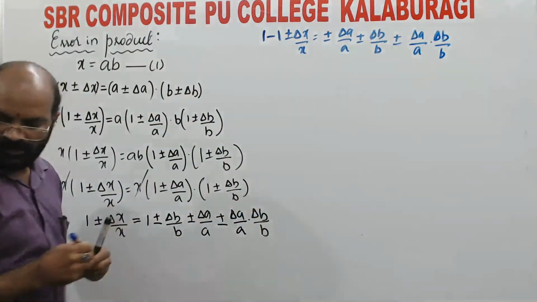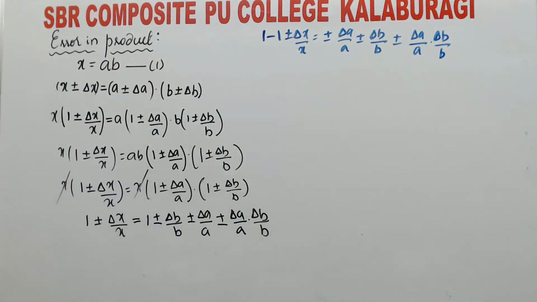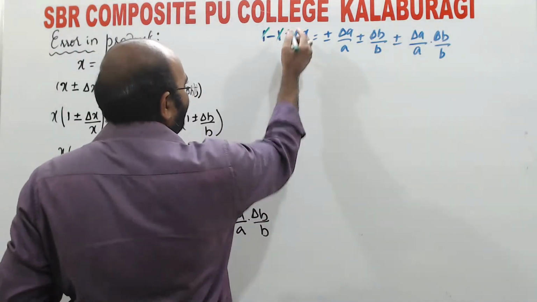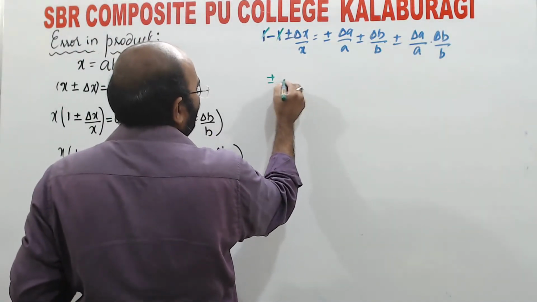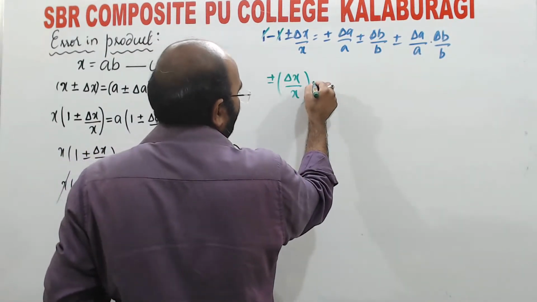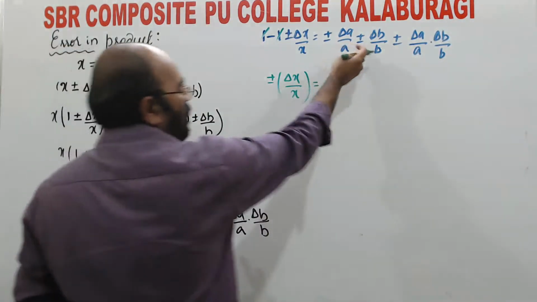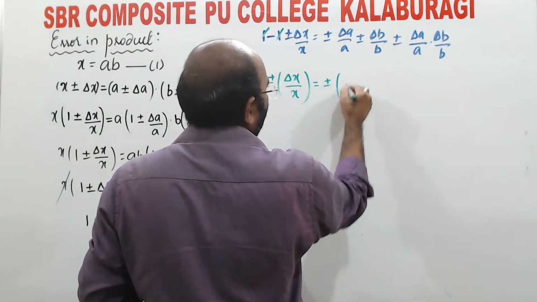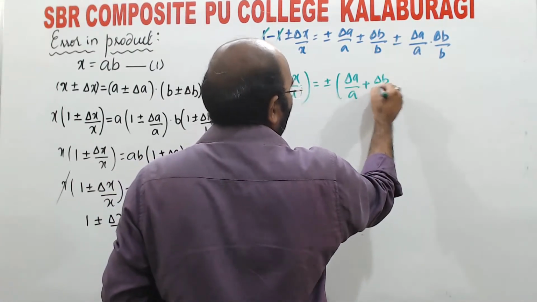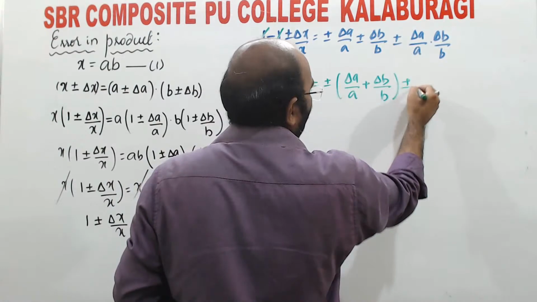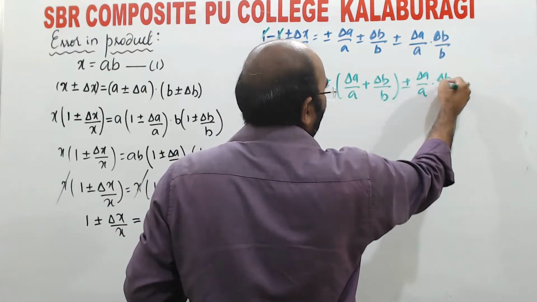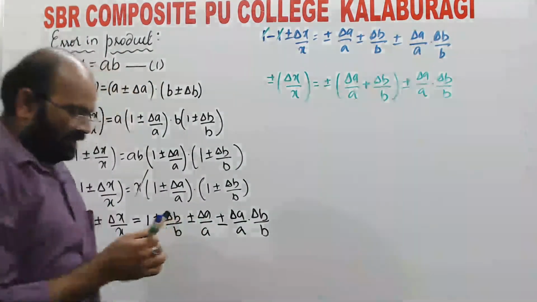Then you see the term which is going to be plus 1 and minus 1 will get cancelled. The remaining term is plus or minus delta X by X. Delta X by X is equal to, then you take this common here, plus or minus delta A by A plus delta B by B plus or minus this delta A by A into delta B by B.